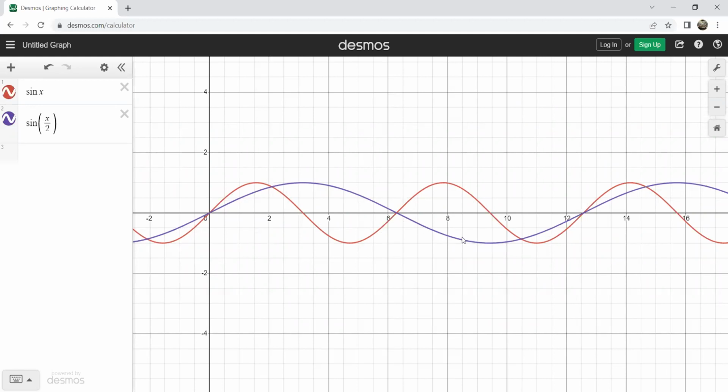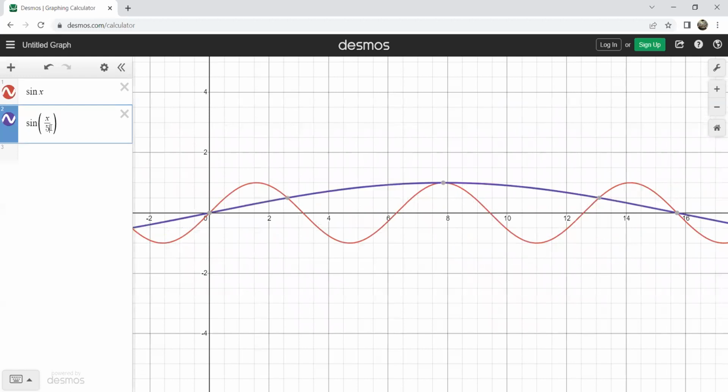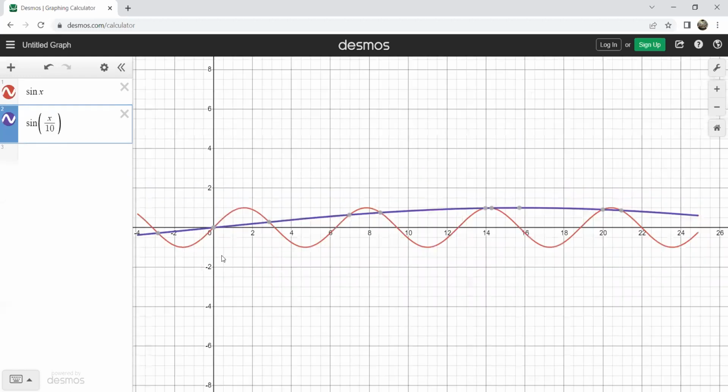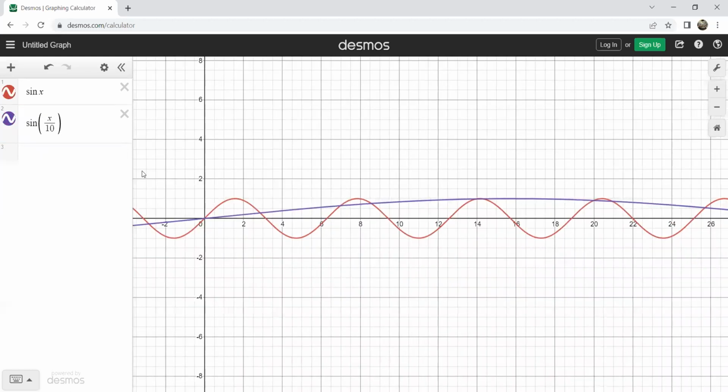Wow, I get a larger period. What if I divide it by 3? What if I divide it by 5? What if I divide it by 10? See the behavior of your new sine? So as you can see, if you change your x, you're going to change the period of the function. Not the y value, but your x behavior.